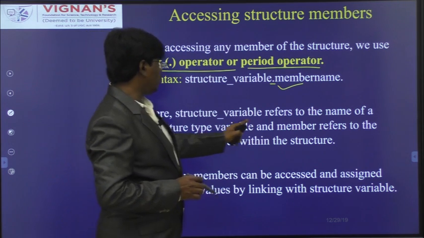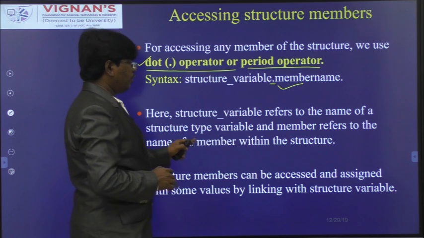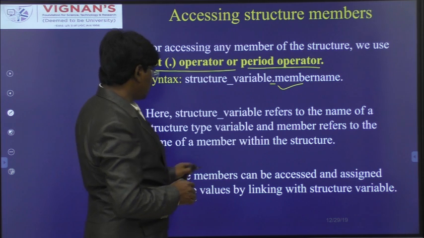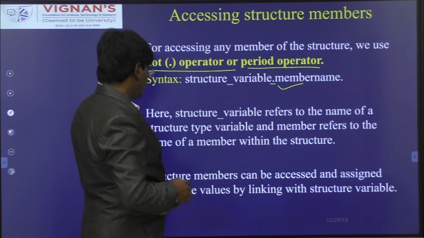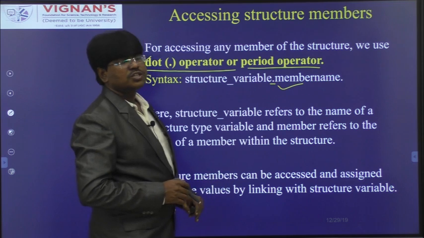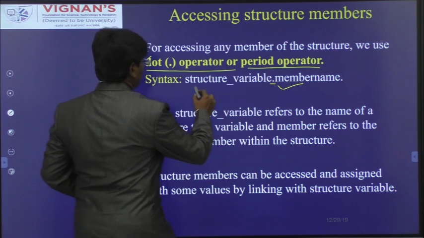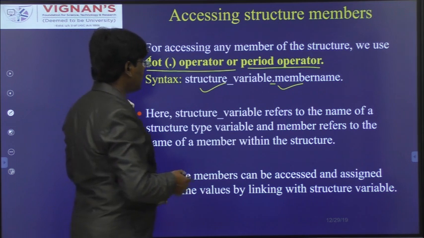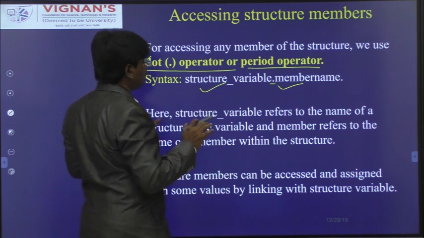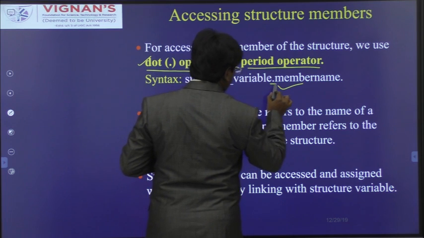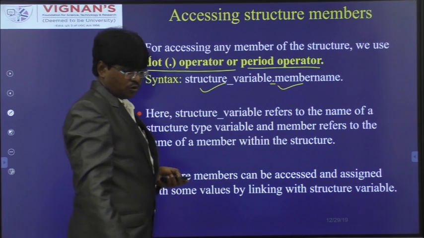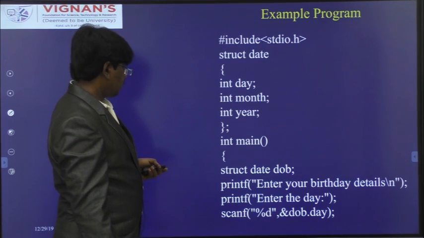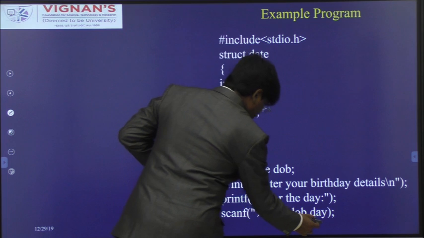Here structure variable refers to the name of a structure type variable, and member refers to the name of the member. Structure members can be accessed and assigned values by linking with the structure variable. We have already taken this structure variable; I am linking it with the help of the structure tag. So if you want to access any member of the structure: structure variable, dot operator, member name. This is the syntax you have to follow. How can we access, example program. This is very, very important.